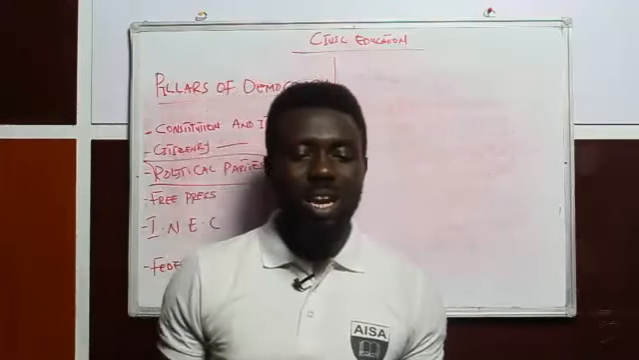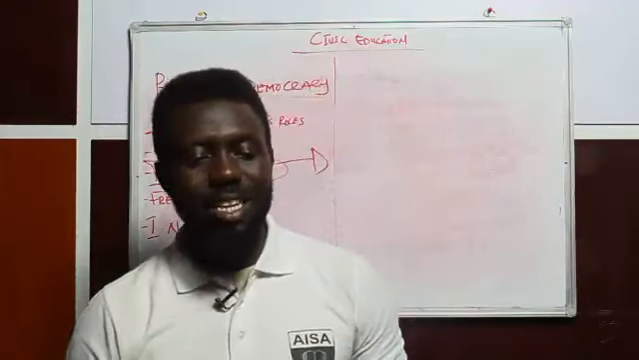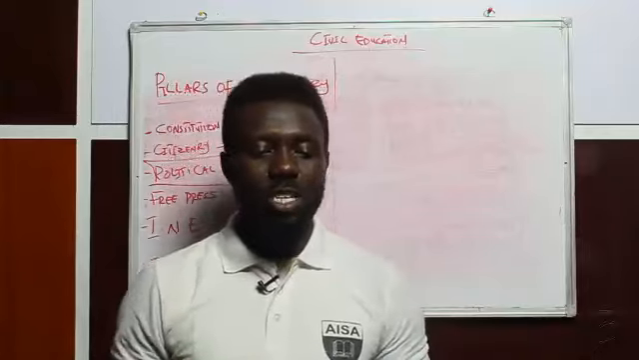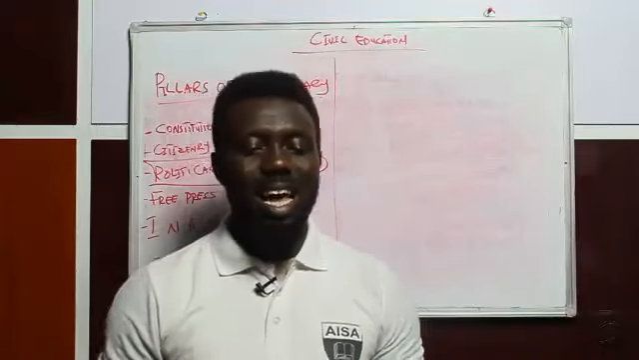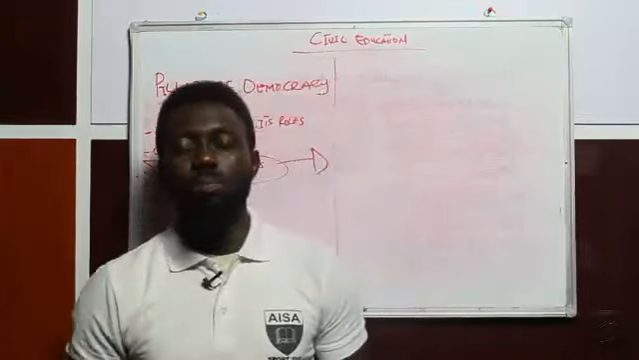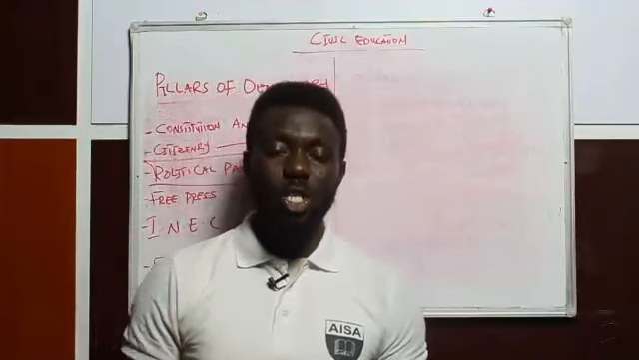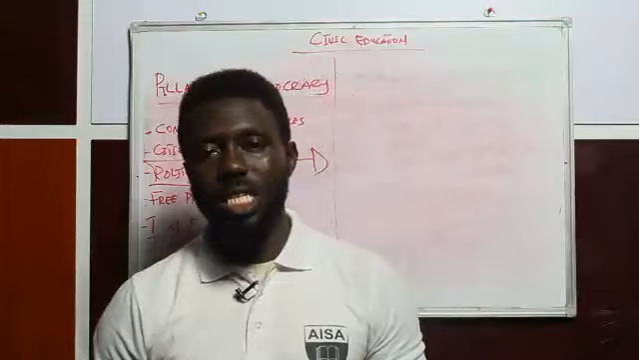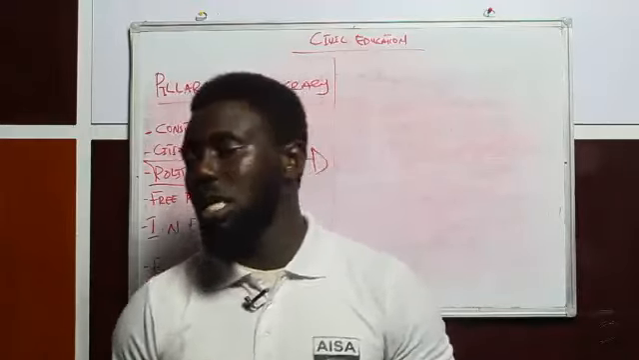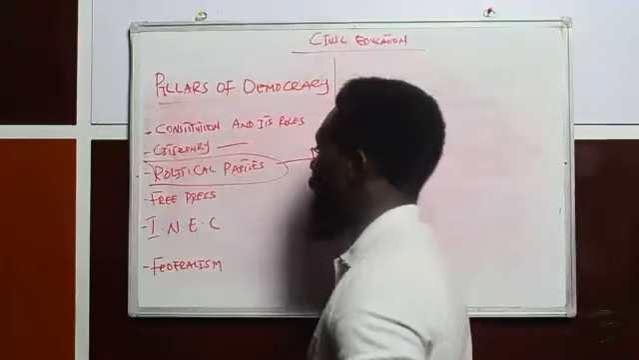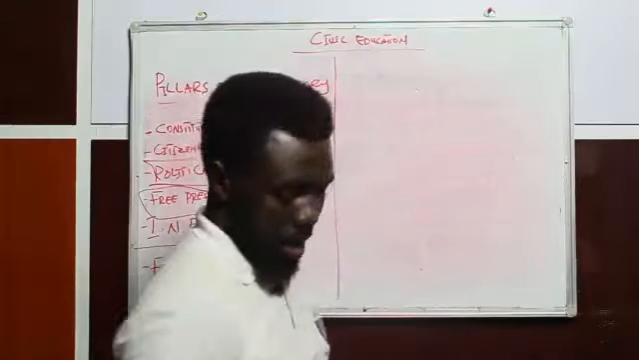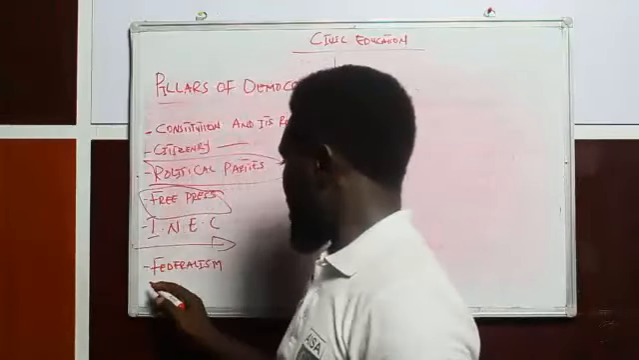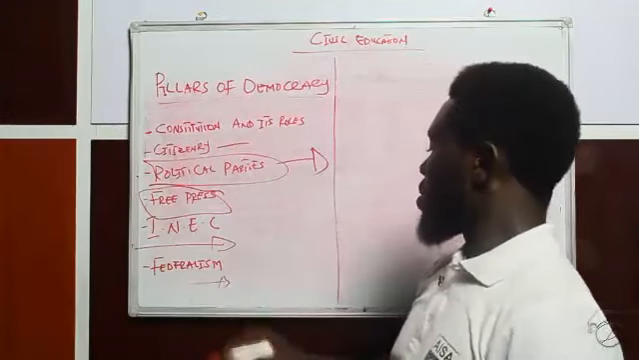Okay, let's take one last one. Political parties identify the interest of the electorate and provide social amenities and infrastructure. Basically, all these mentioned are some of the roles of political parties in Nigeria. Now, without further ado, let's go to our next. Like I said, if you observe, that's the last one we have here.